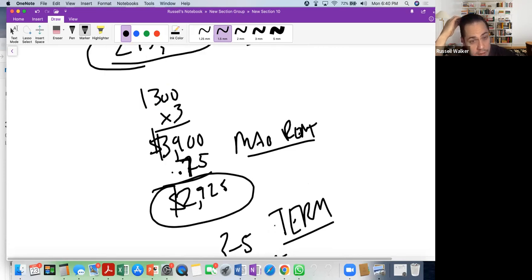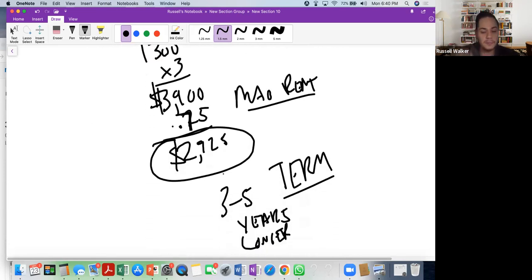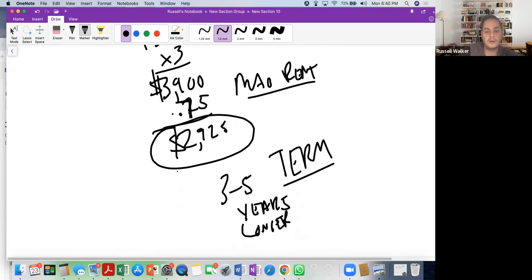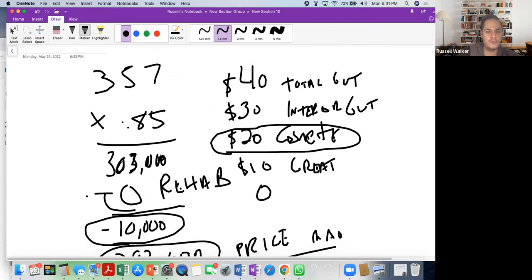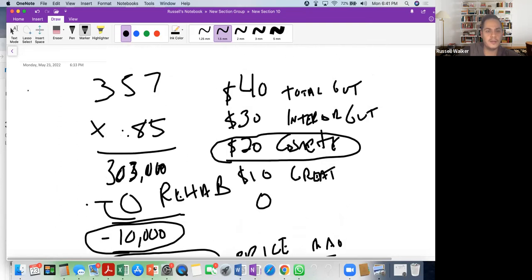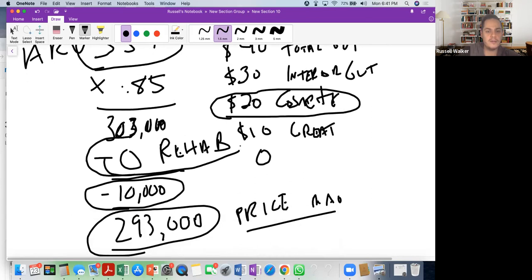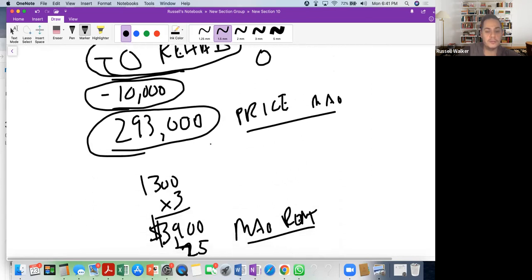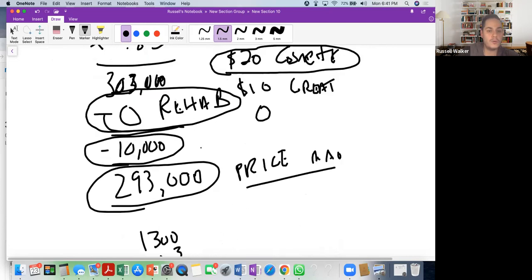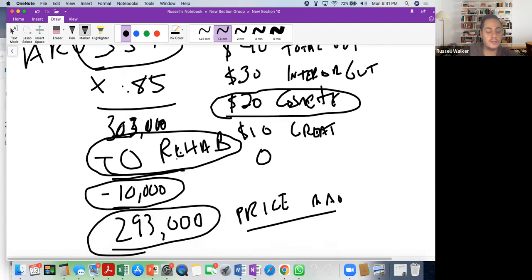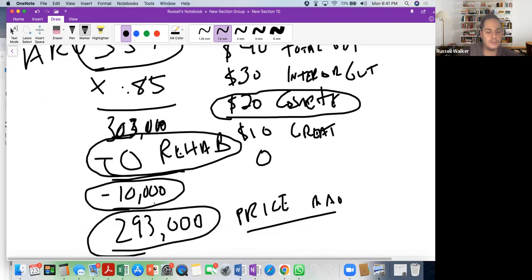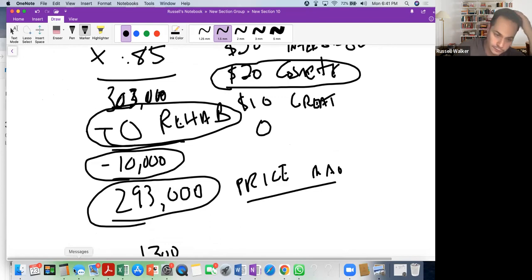Let's say he agreed to 293 and $3,000 a month in cash flow, and we know for a fact we got the ARV up here at 357 with a 0 rehab. And we're getting it for 293. So we're walking into 60 grand, 70 grand of equity, right? 357 minus 293, so 64,000 in equity in this deal, right?